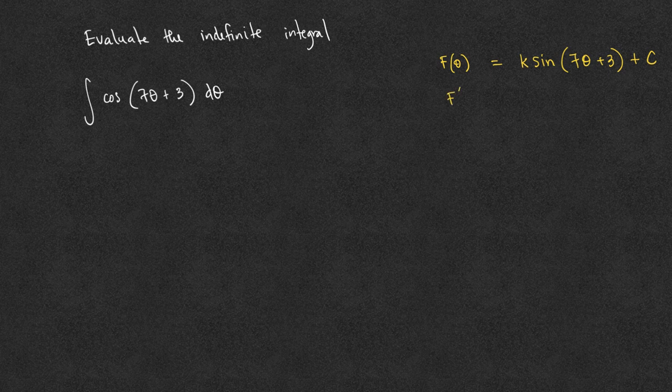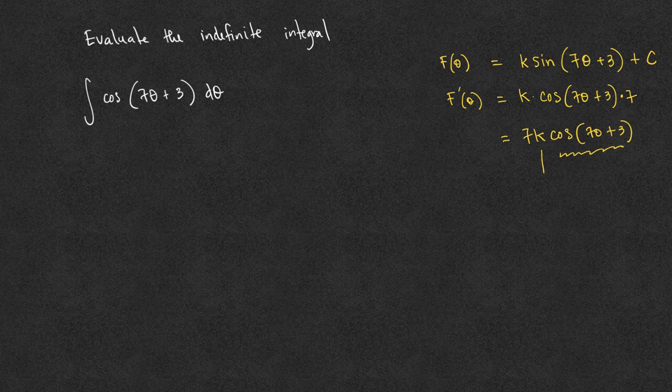To check this, we differentiate f of theta, and we have k. The derivative of sine is cosine, and we keep the inside function, multiply by the derivative of the inside function, which is 7. The derivative of c is 0. And so this is 7k cosine of 7 theta plus 3, which is almost the same as the integrand cosine of 7 theta plus 3.